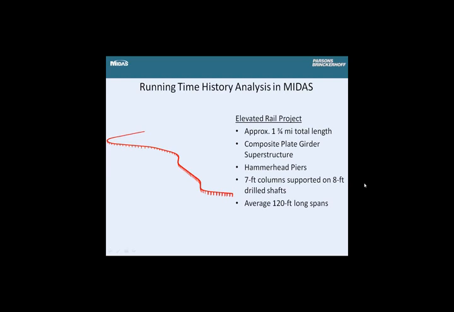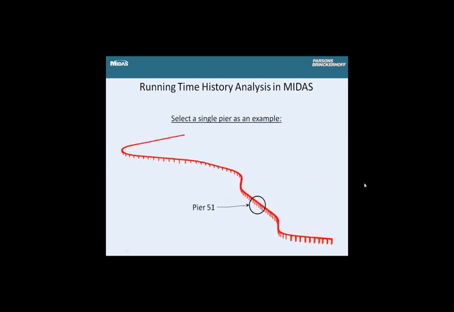Okay, now moving on to actually running displacement time history analysis in Midas. So for my example, I'm just going to use a fictional project. This is an elevated rail project, approximately 1 3/4 miles long. The superstructure is a composite plate girder. Hammerhead type piers, single column. They're 7-foot diameter columns with 8-foot drilled shafts with approximately 120-foot long spans.